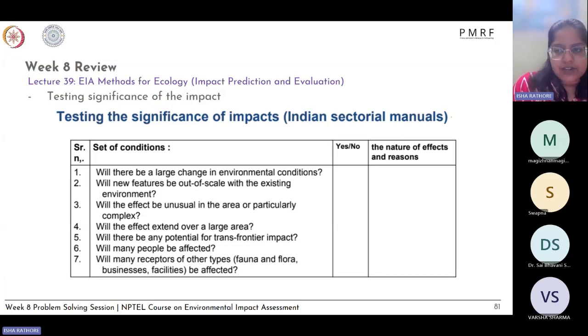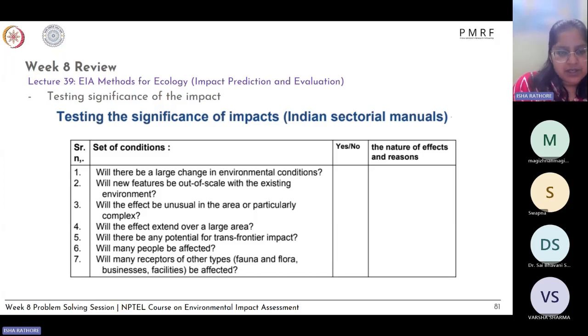So this kind of analysis you can do, that is, you have a set of questions and then you have a yes and no in terms of whether they are directly affected and the nature of the effects and the reasons. So, for example, you can ask questions like, will there be a large change in environmental conditions because of your proposed development? So you say yes, and then you list the effects and the reasons for that.